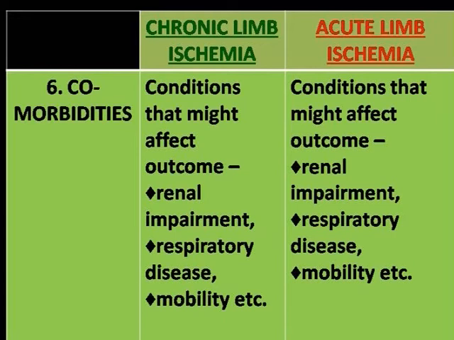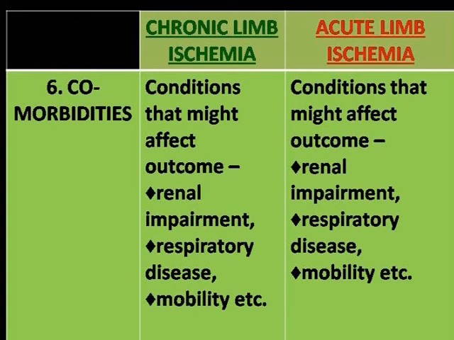Mobility is important. So for example, a patient that has not walked in the last 10 years, you might decide to do a primary amputation as they're not going to use their limb anyway. In acute limb ischemia, we must understand that the etiology of the disease is different. Therefore the comorbidities that these patients might suffer might be different.